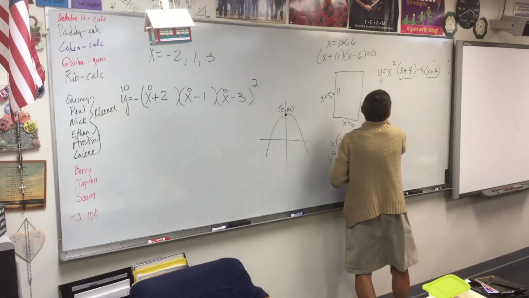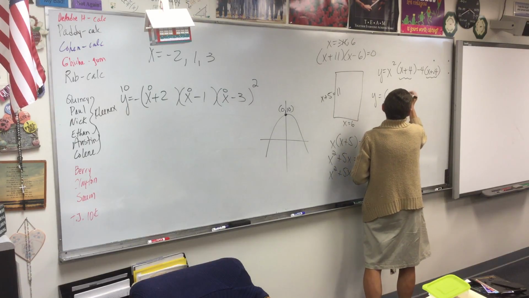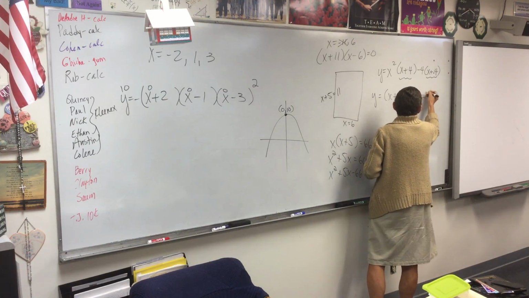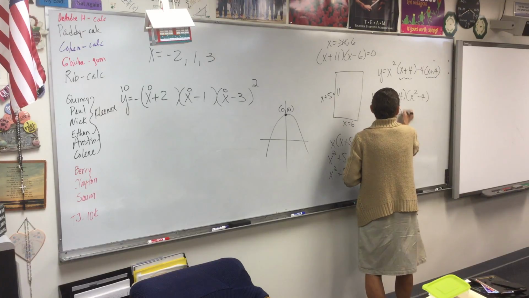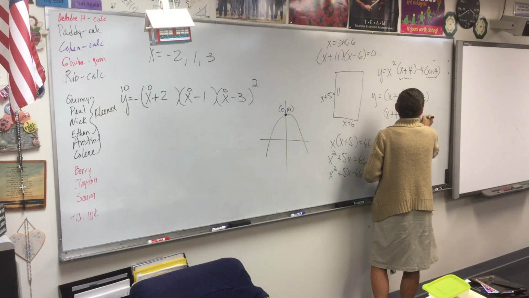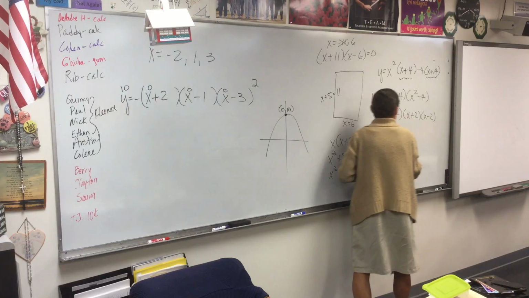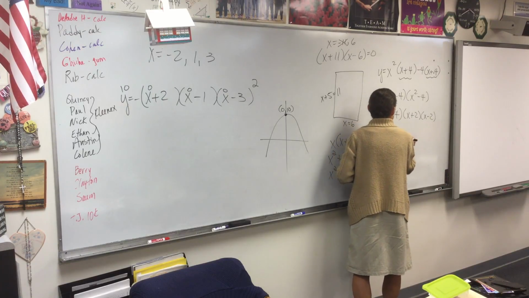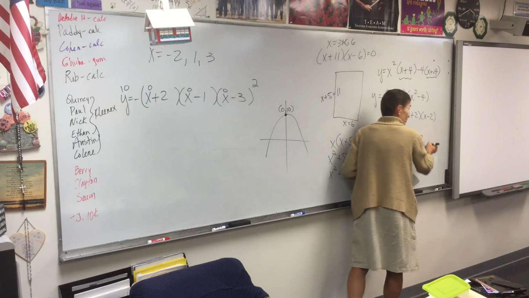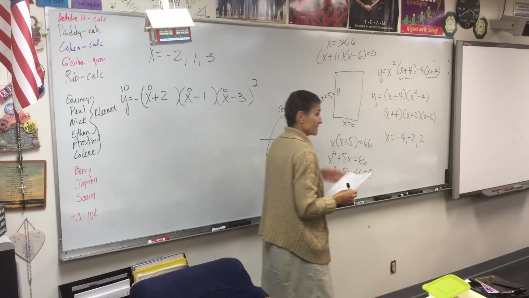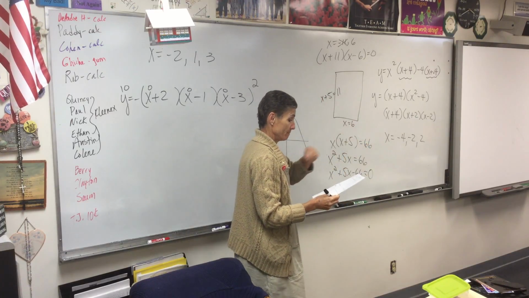Okay, here, what have we got? We got a common factor, x plus 4, and then we got x squared minus 4. And x squared minus 4 factors as plus 2 minus 2. So x is negative 4, negative 2, or 2. And it says find the zeros, we're done. Done, done, done.